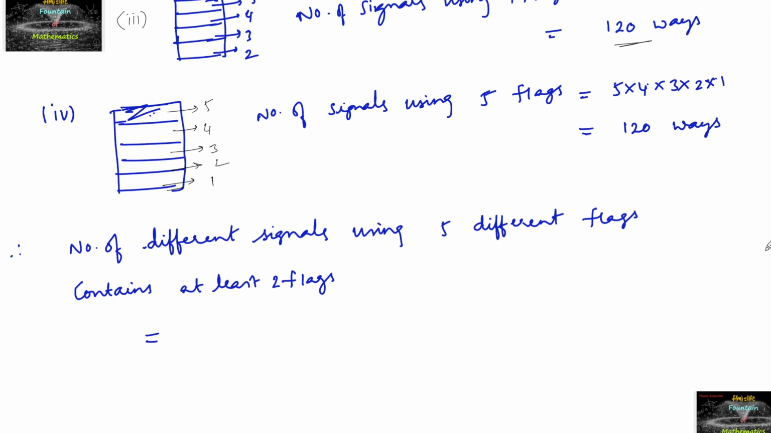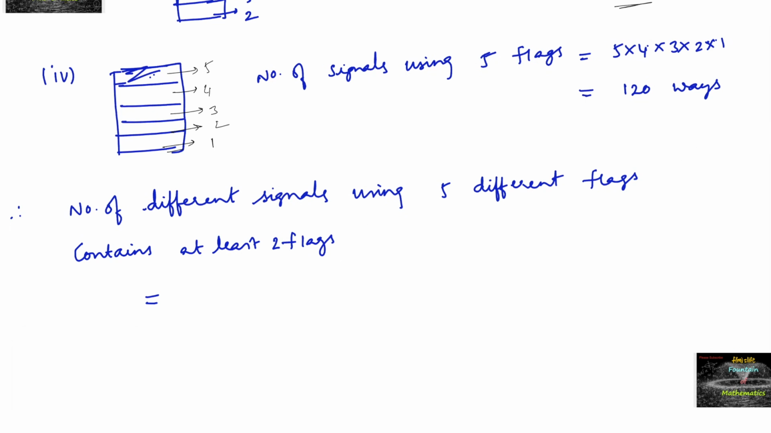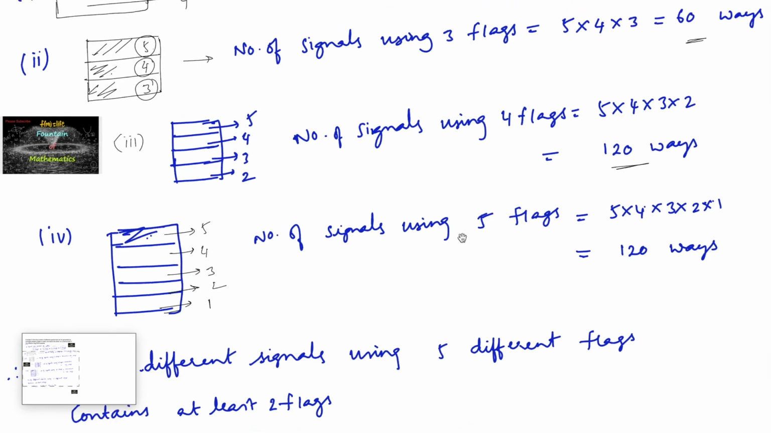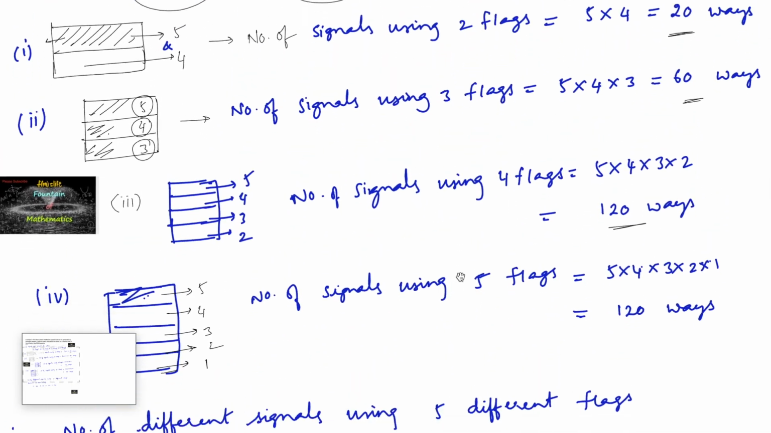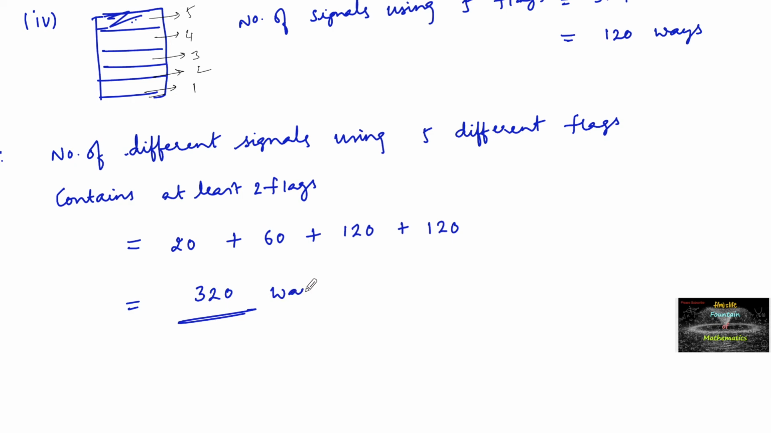is equal to, for two flags we are getting 20 plus, or means plus, for the next one 60, and the next one 120, and again 120. For two flags 20, three flags 60, four flags 120, five flags 120. So total you are getting 120 plus 120 is 240, plus 60, plus 20, that is 320. So 320 ways we can prepare the signals. Okay, right.